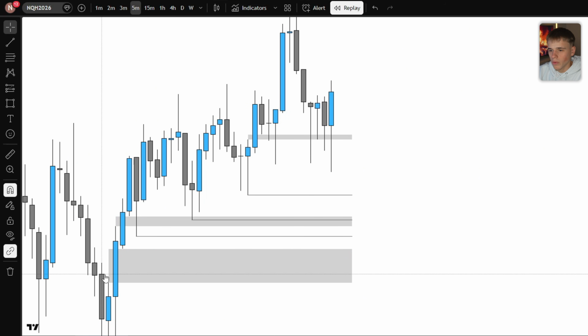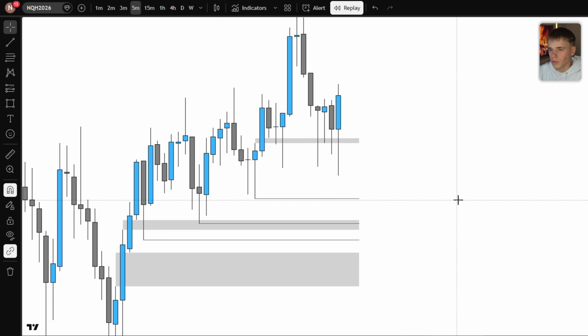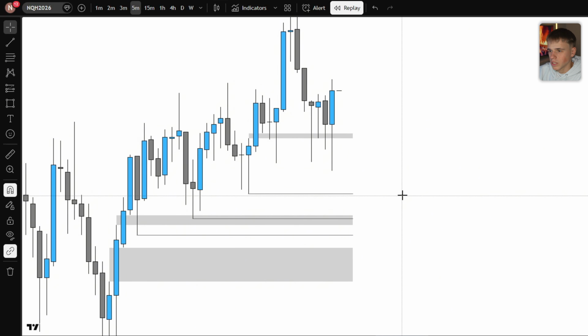Now we have all the liquidity and all the fair value gaps on the chart. So all we do right now is wait for a sweep of liquidity and the respect of the fair value gap. So let's see what actually happens in the market.